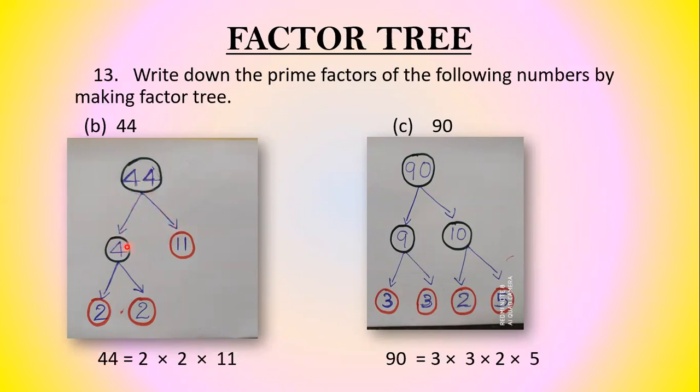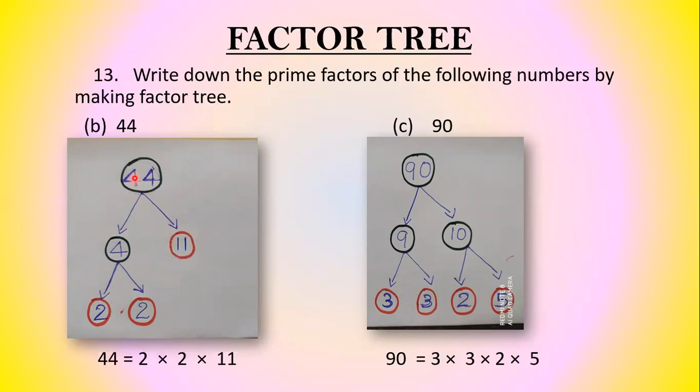Now 4 is not a prime number. We have to factorize it. We have to break down the number till we get only prime numbers. 4 is the smallest composite number, so 4 can be broken down into 2 into 2. 2 2s are 4. And 11 is a prime number. I have circled the prime numbers in red ink so that you can easily recognize them.